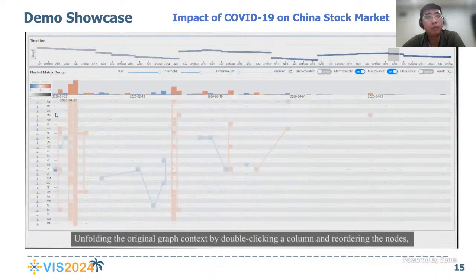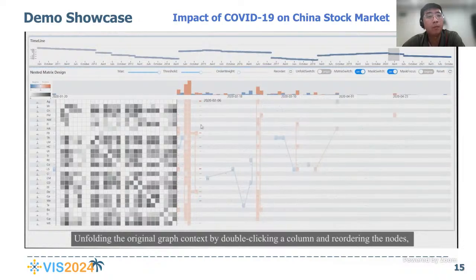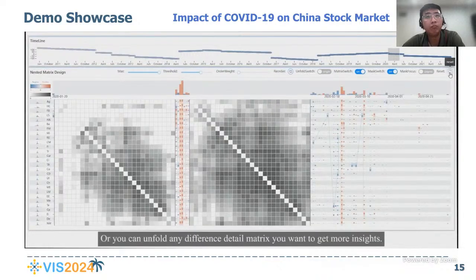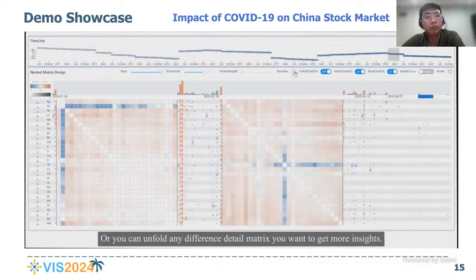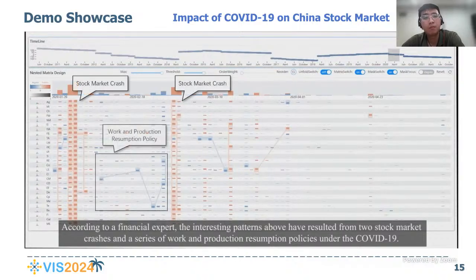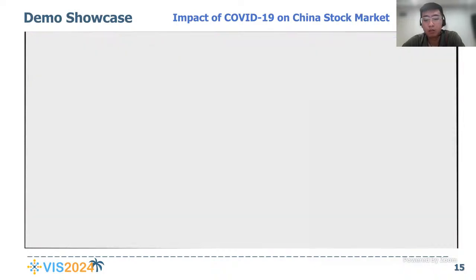Unfolding the original graph context by double-clicking a column and reordering the nodes, we can see that after the first significant correlation increase, the network spread from local association to global association. Or you can unfold any difference detail matrix you want to get more insights. According to a financial expert, the interesting patterns above have resulted from two stock market crashes and a series of work and production resumption policies under the COVID-19.